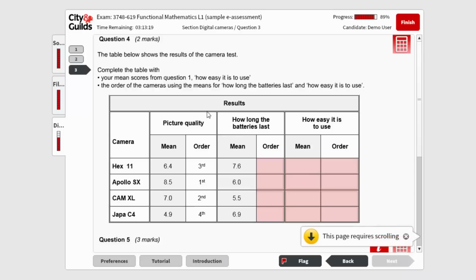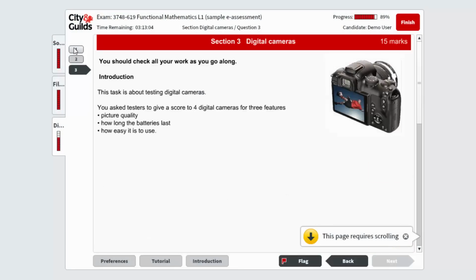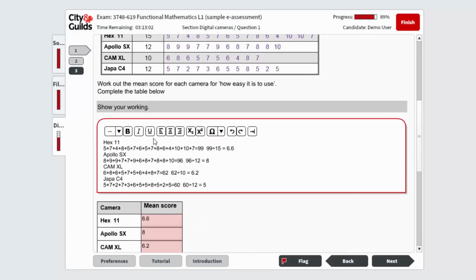Okay, so the next question now wants us to fill in some more data. They've given us some other means. They want us to put in the information that we worked out. So we worked out the means of how easy it was to use. And then it wants to write down what order the things are in. So the highest score would come first, the lowest score would come fourth.